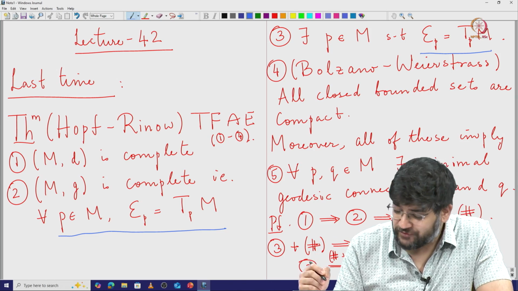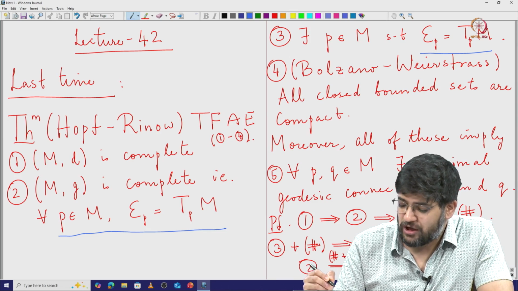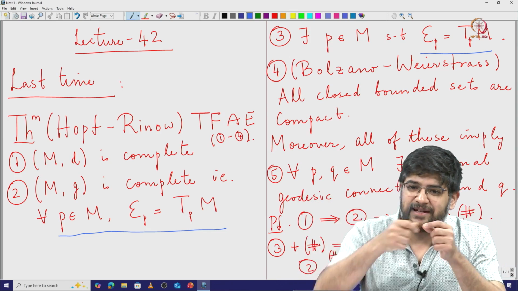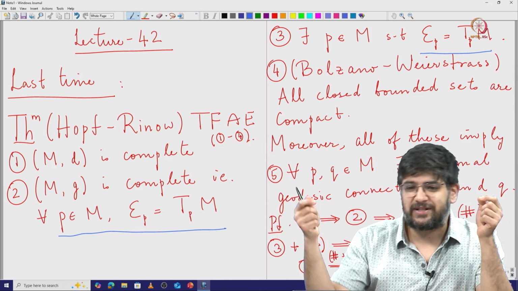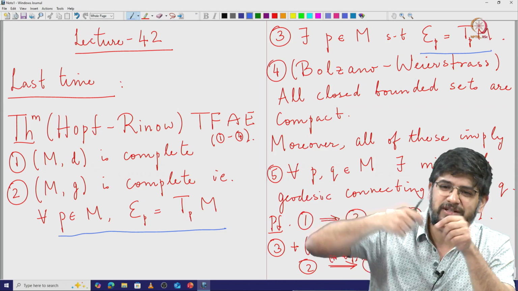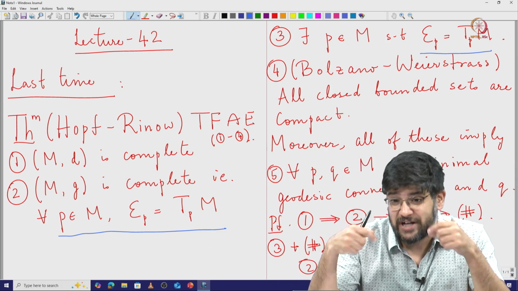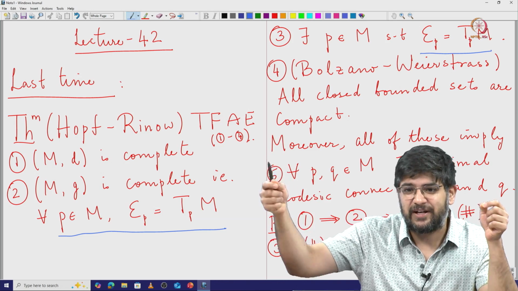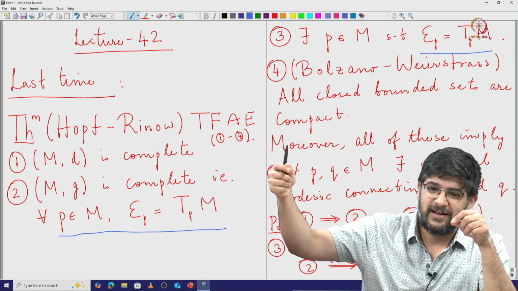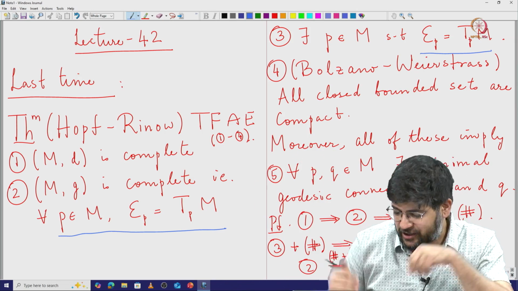And moreover, all of these imply the following basic fact, that for all points p and q in M there exists at least one minimal geodesic connecting these 2 points. So remember, a minimal geodesic was a geodesic which actually attains the distance between p and q. So it minimizes the length among all possible admissible curves connecting p and q.